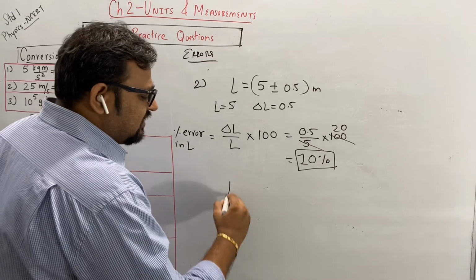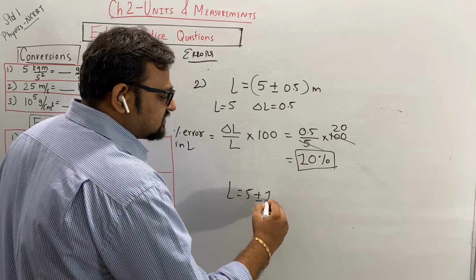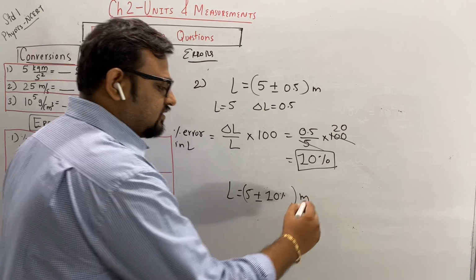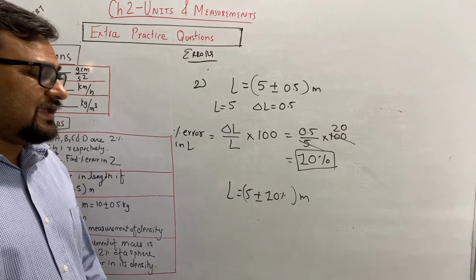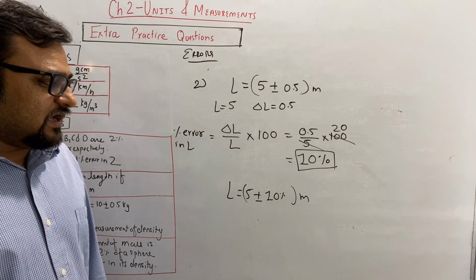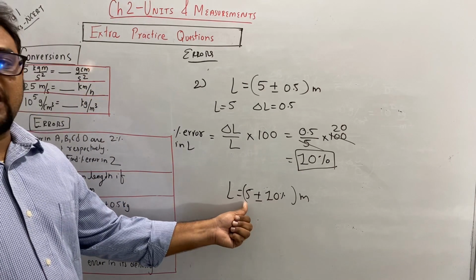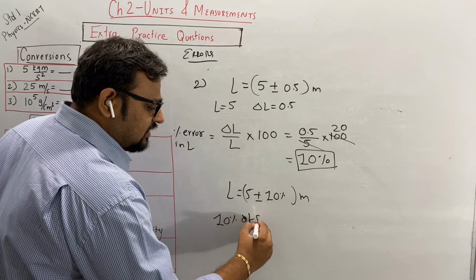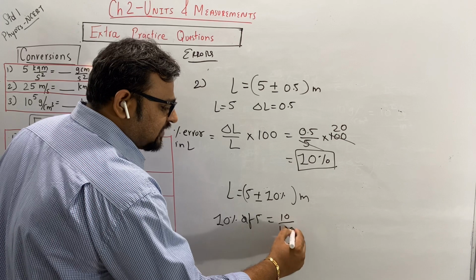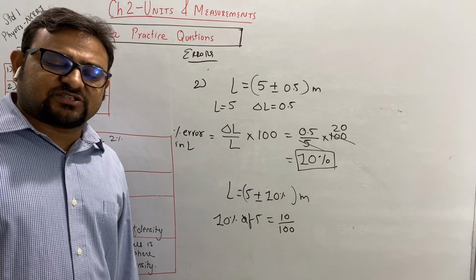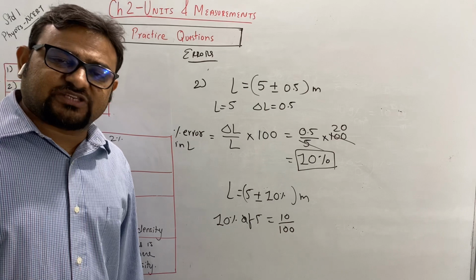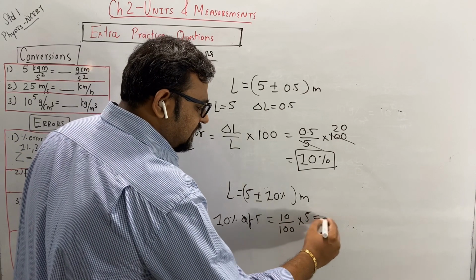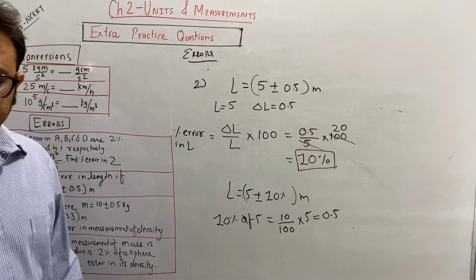Now sometimes absolute error is asked and percentage is given. Like if it is given L equal to 5 plus minus 10 percentage, in meter. Now your question will be reversed. What is the absolute error? For that, 10% of 5. So 10% means when I remove percent, divide by 100. When you want your answer in percentage, multiply. So 10 by 100 into 5 will be equal to 0.5. Clear?